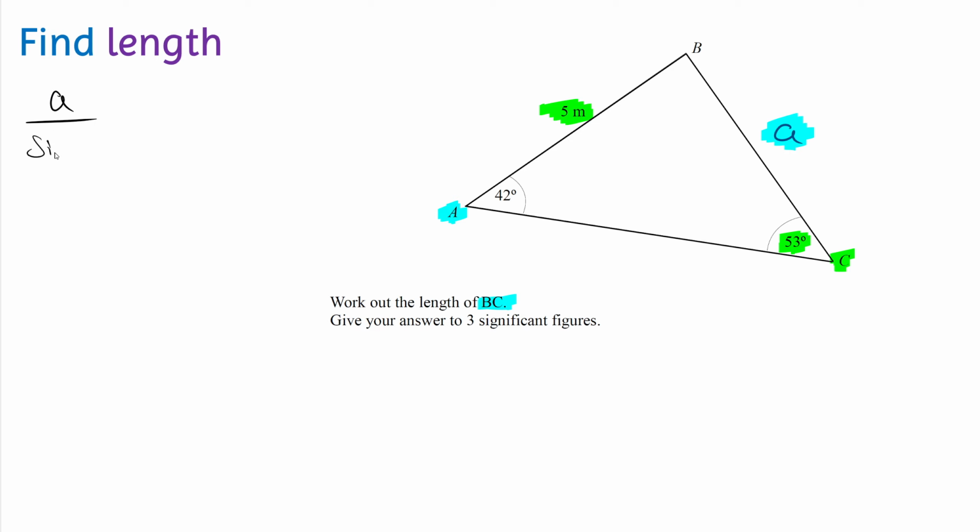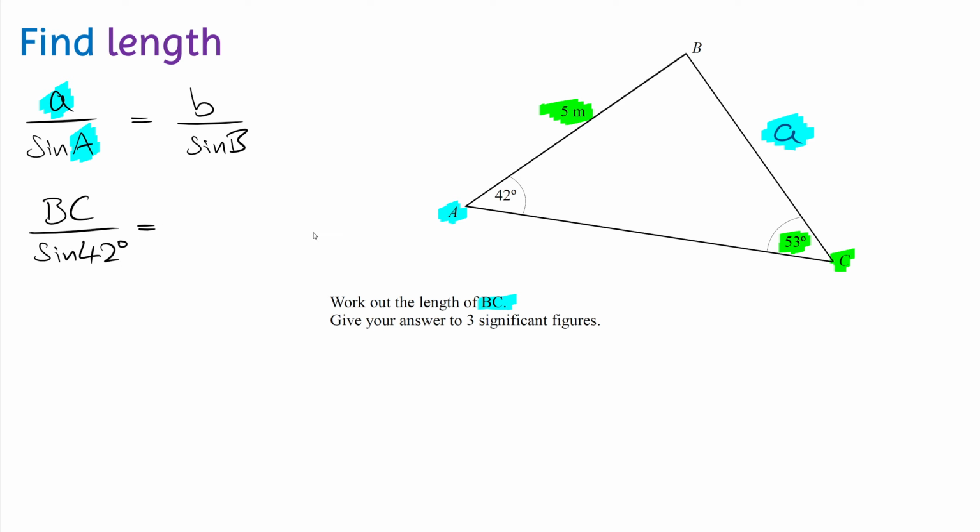a over sine A equals b over sine B. Stop there. We're going to substitute, and very helpfully, we're going to be substituting with 42 and a, or we're going to call it BC, so we're not going to lose sight of the fact that that's the thing we're going to work out. Let's call it BC. And sine of A is 42, so sine of 42.